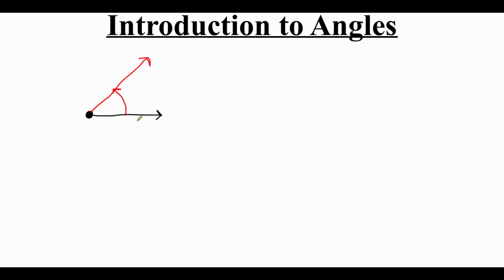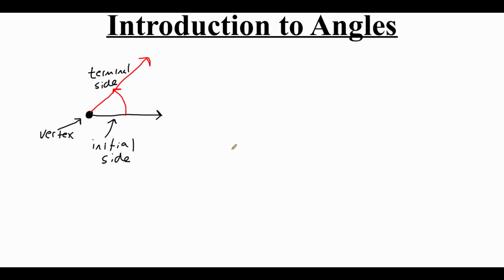Now this starting side here, this black line where we started our angle, that's called our initial side. And this red line up here where we stopped, that's called the terminal side of our angle. And our common endpoint down here where our angle bends, that's called our vertex for the angle.